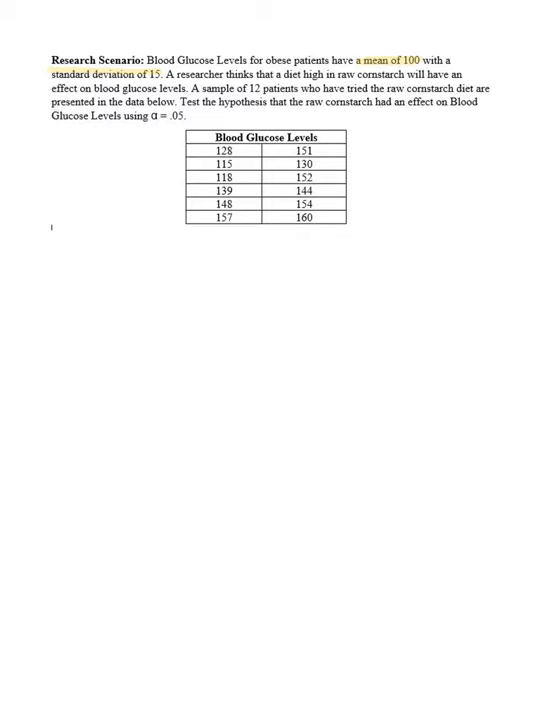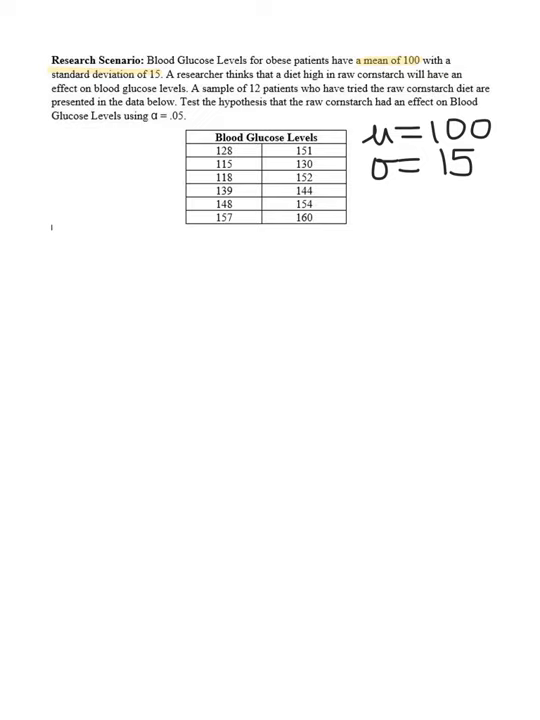So what I do is I just automatically write down the information I have. So mu equals 100 because that's the population mean notation, and sigma equals 15 for the population standard deviation. So now we're going to look at some of the other information.